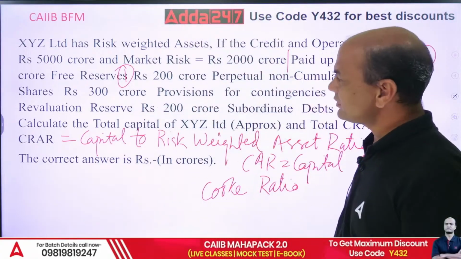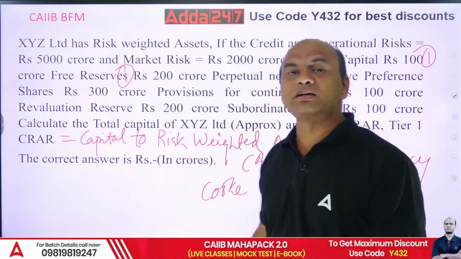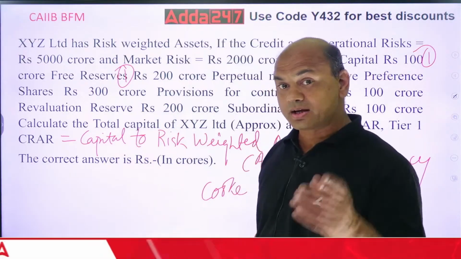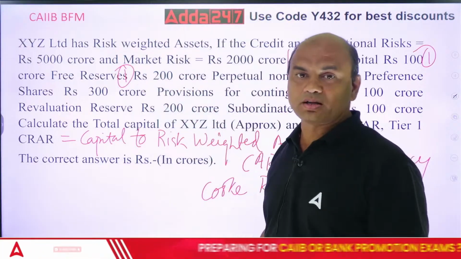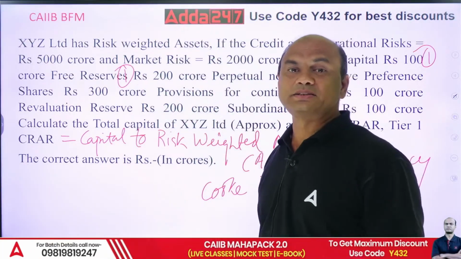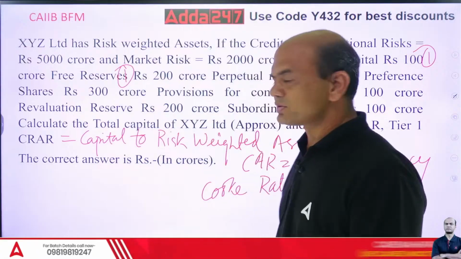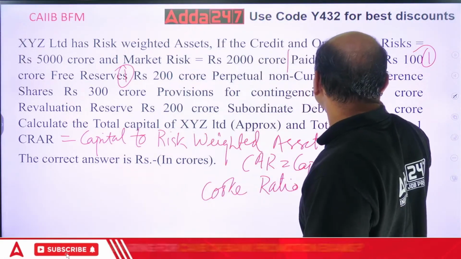PNCP is a part of additional tier 1. But again, tier 1 only. These two are CET1, common equity tier 1. And this is additional tier 1. So, but tier 1 only. So this will be again T1. I will write it over here.